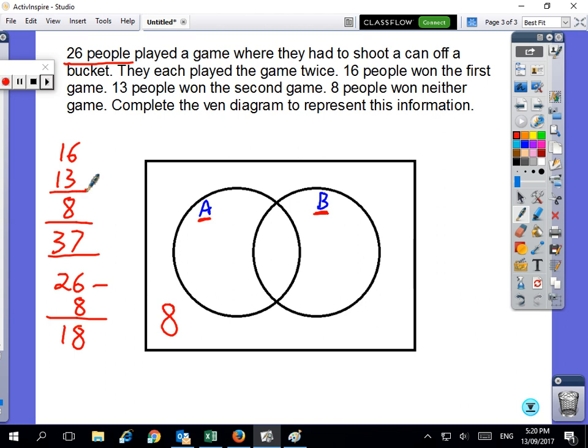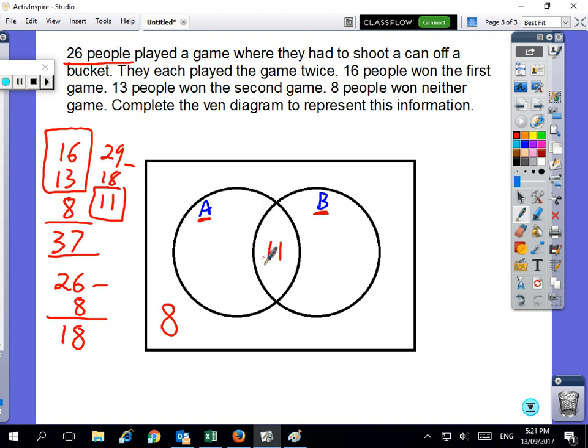Well, 16 and 13 together, that's more than 18, way more. So 16 and 13 makes 29. Let's see. If I went 29 minus 18, what do I get? I get 11. Yeah, that sounds about right. 11 people must have won both games. And here we have this overlap where 11 people can exist in both A and B.